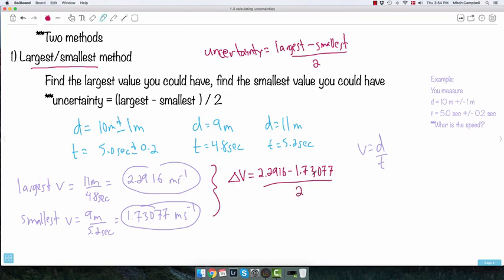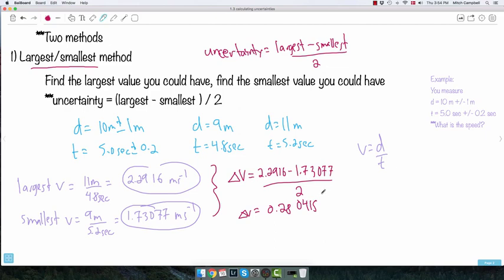I'm going to do that on my calculator. So 2.2916 minus the 1.73077, divide that by 2, and I get an answer of this. I get delta V equals 0.28045, let's just say, something like that.